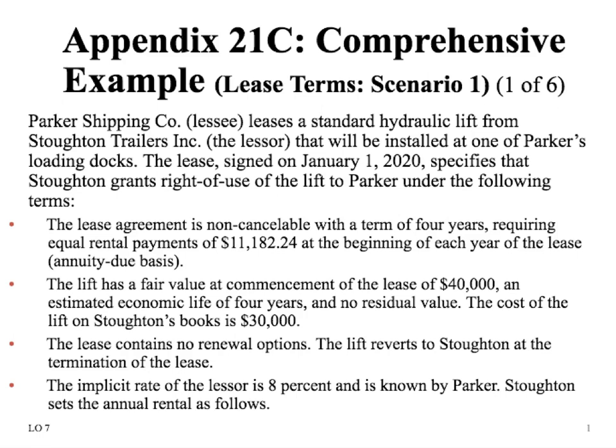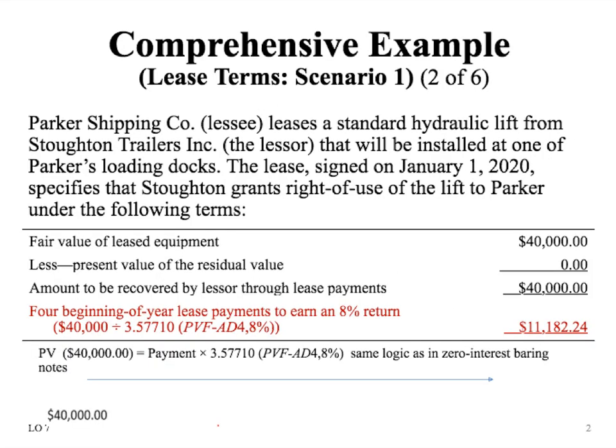In this video, I continue the same example, except the journal entries this time will be for the lessor, Stoughton. So we already assessed this lease and read it carefully. Go on and take a look at how the lessor will calculate the payments.